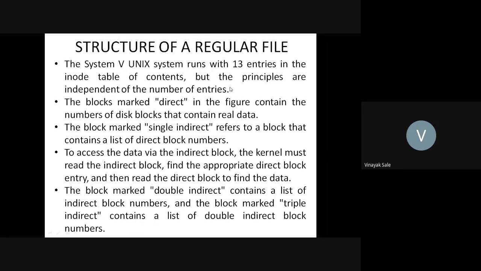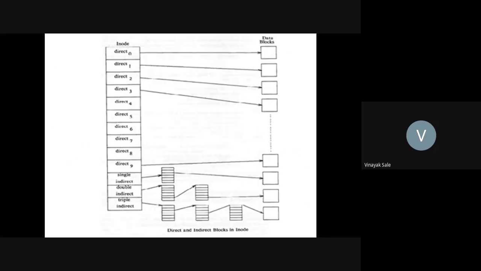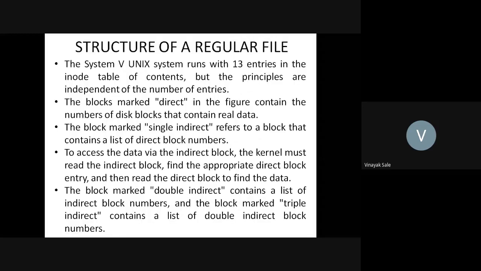System V Unix runs with 13 entries in the inode table of contents, but the principles are independent of the number of entries. In the previous figure, we have seen a total of 13 entries: 0 to 9, 10 entries, which are direct entries. Then the next three entries are single indirect, double indirect, and triple indirect.